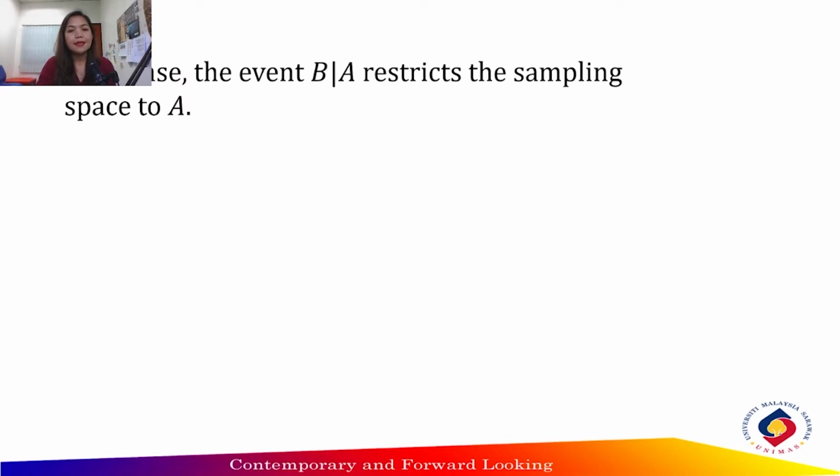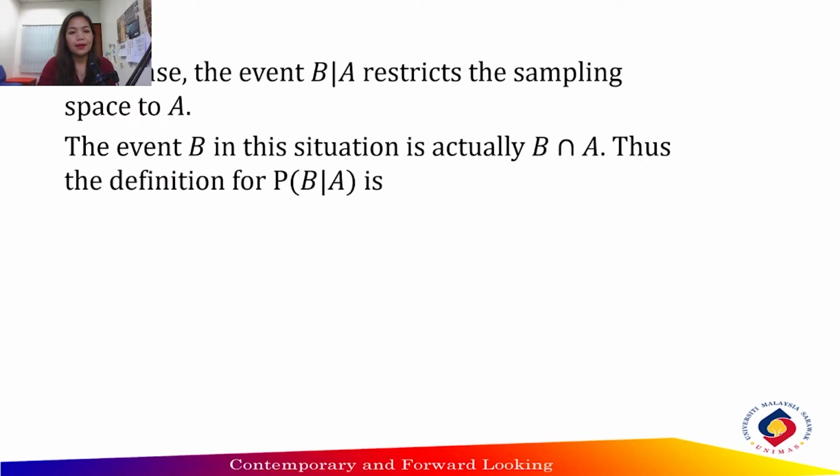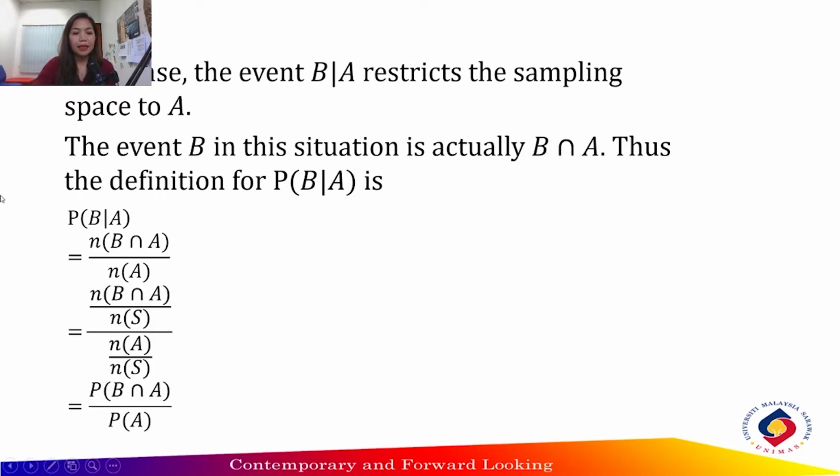In a sense, the event B given A restricts the sample space to A. The event B in this situation is actually B intersect A. Thus, the definition for P(B given A) is P(B intersect A) over P(A).